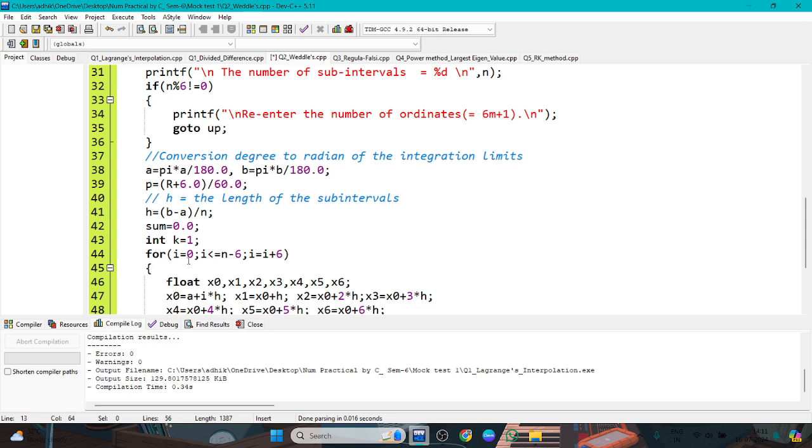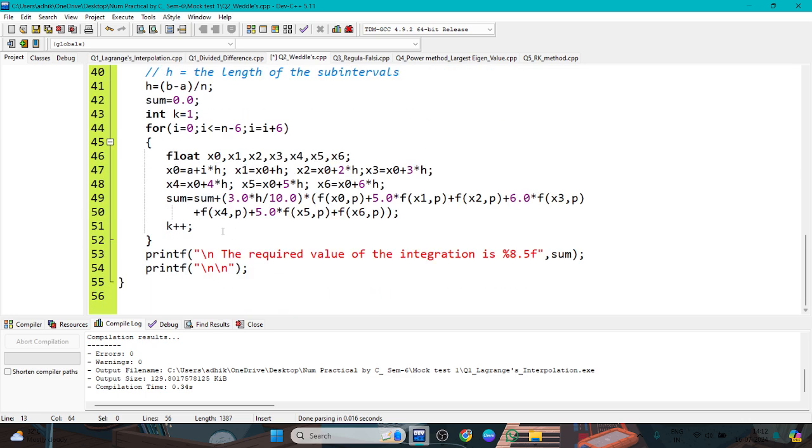This for i equal to 0, i less than equal to n minus 6, i equal to i plus 6. So from this for k equal to 1, number of subintervals, that is from 0 to 6 and 6 to 12 and 12 to 18 is the k equal to 1. For k equal to 1, i equal to 0 to 6, and k equal to 2, i equal to 6 to 12, and so on.